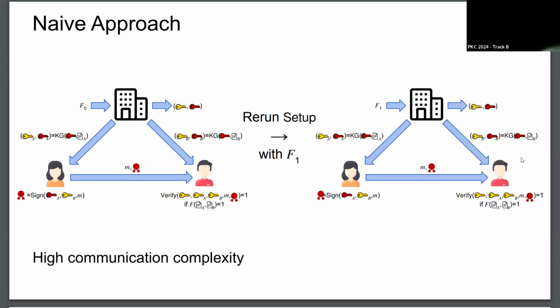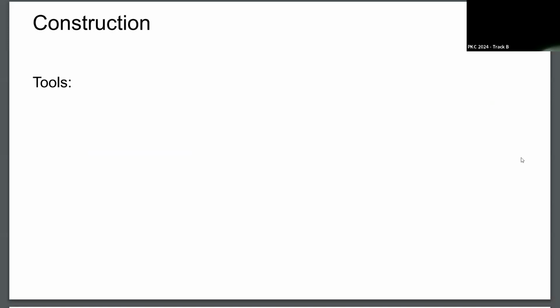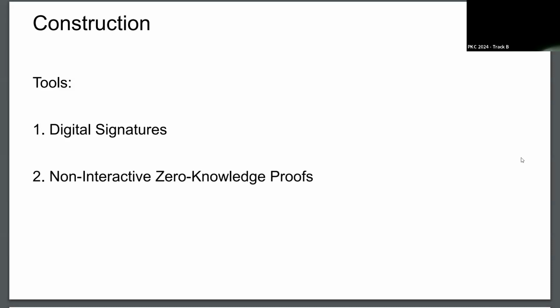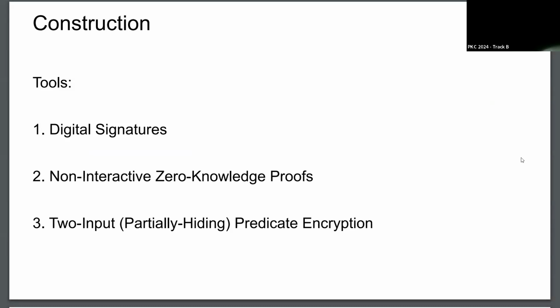But this is, of course, not a so optimal solution, because now the update would depend on the size of the keys that are in the system already, because we need to redistribute them. So we need to come up with something better than that. And we're going to use 3 tools for this. The first one is digital signatures. We also need some non-interactive zero-knowledge proofs, and we need what we call a 2-input partially hiding predicate encryption scheme.